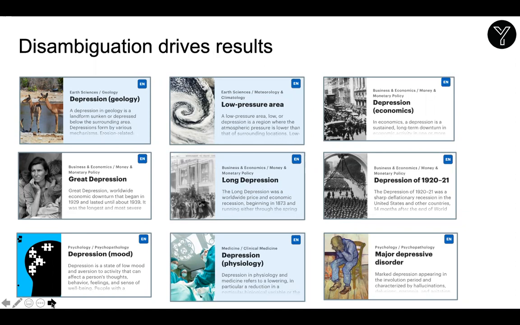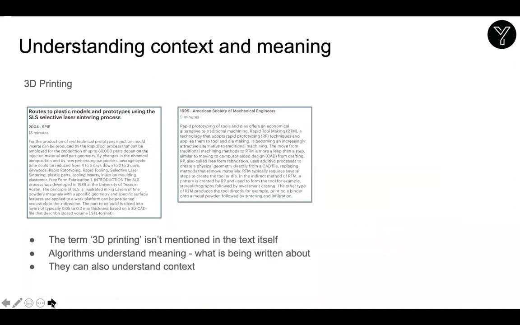The other great thing about artificial intelligence technology today is that the algorithms are reading the full text, and they're not just hunting for keywords in the way that NLP does. They're actually reading the text and understanding the context and its meaning. So if you look here at these two sections of text on this chart, on the left-hand side, we see routes to plastic models and prototypes using the SLS selective laser sintering process.